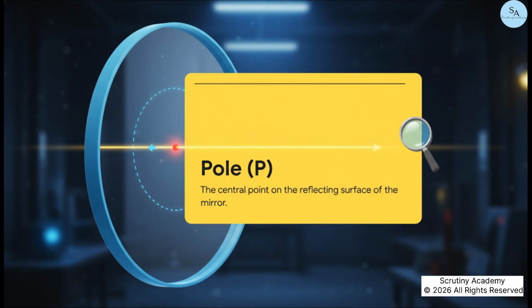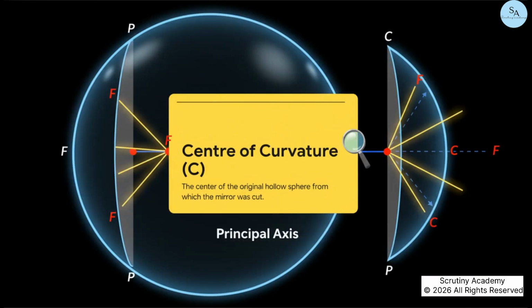Super simple, right? Next up is the center of curvature, or C. Okay, remember that hollow sphere we imagined our mirror was a slice of? Well, C is simply the center of that original imaginary sphere. It's a really key point. And you'll notice that for a concave mirror, C is out in front, but for a convex one, it's kind of hidden behind the mirror.